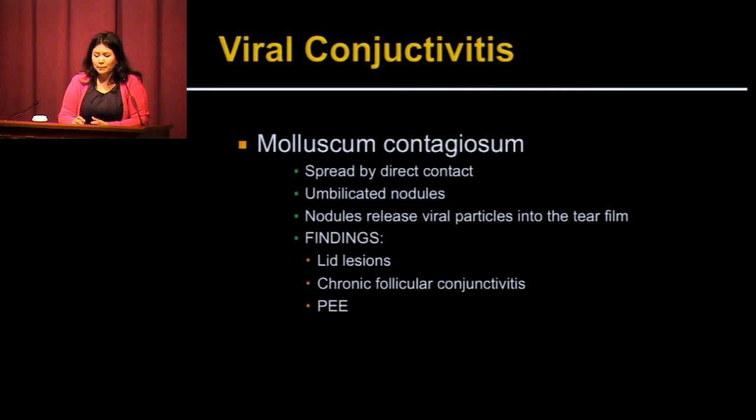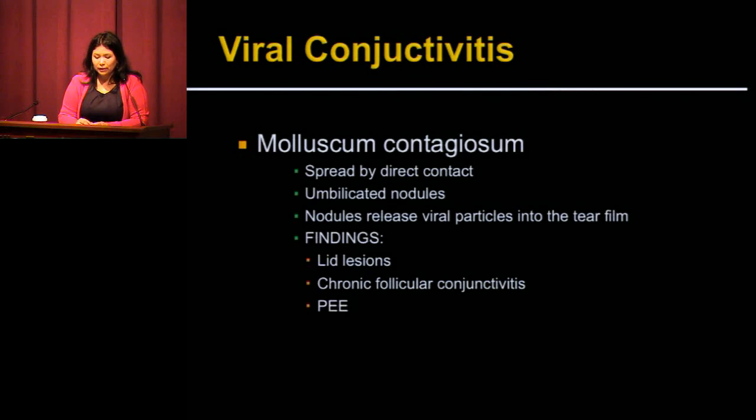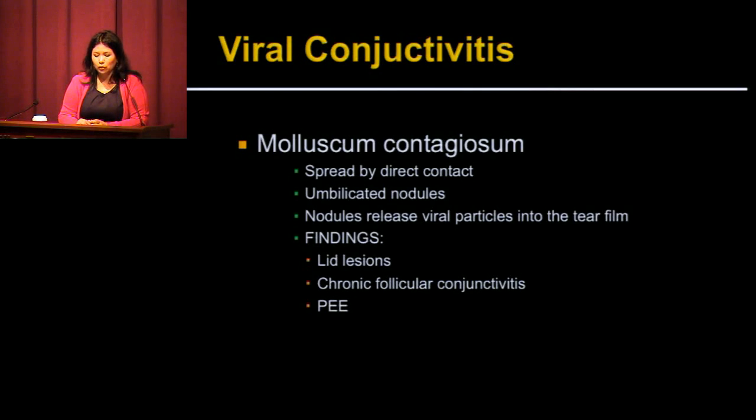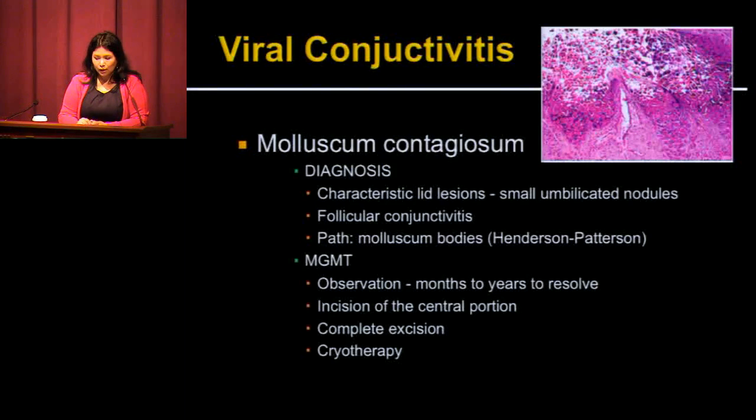So it's spread by direct contact. You've got the umbilical nodules, which release viral particles into the tear film, causing follicular conjunctivitis. And you find them on the lid. And the diagnosis? On the lid. What causes the conjunctivitis? Viral shedding. Viral shedding. Okay.